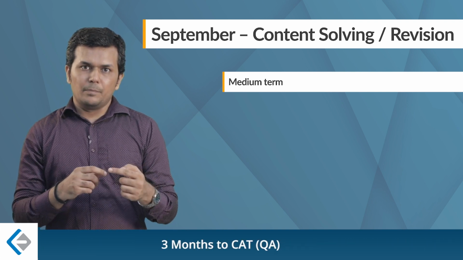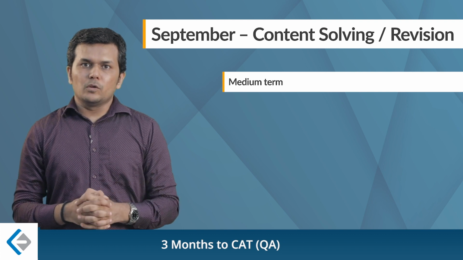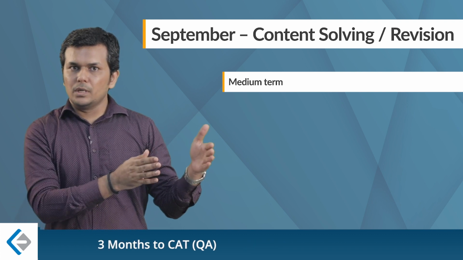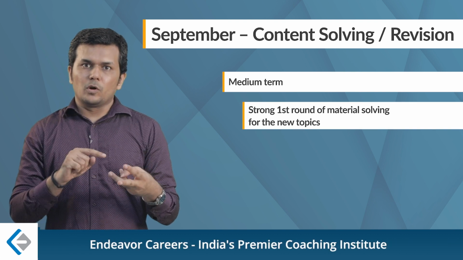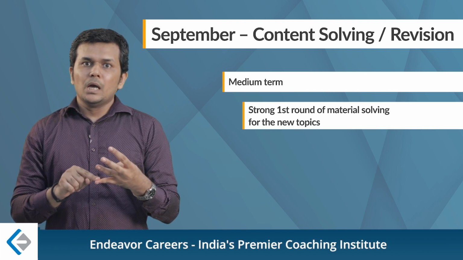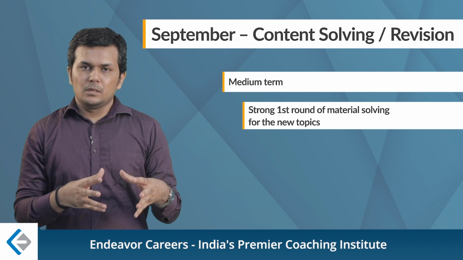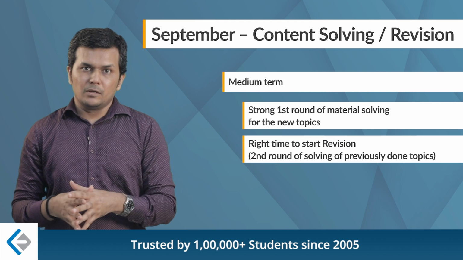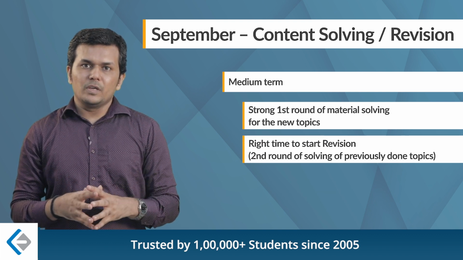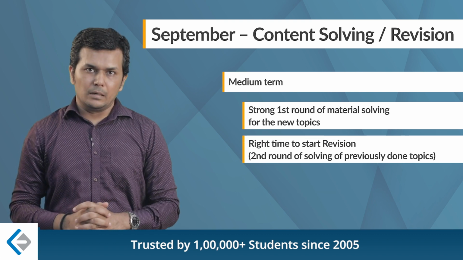So, for the remaining chapters that you are learning fresh, you need to follow the same approach that I mentioned earlier, that is, learn a topic, followed by material solving, followed by doubt clearing, and followed by test taking and closure of the test. For the remaining chapters that you have completed earlier, it is the right time to start the revision, that is, second round solving for the chapters that you have already completed earlier.